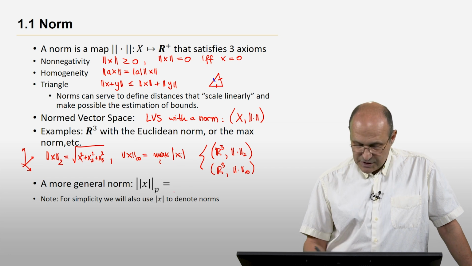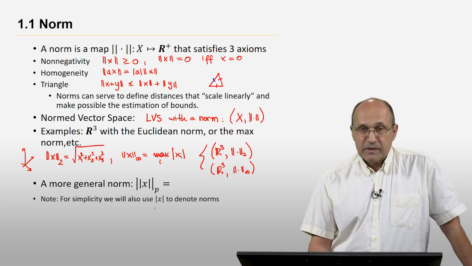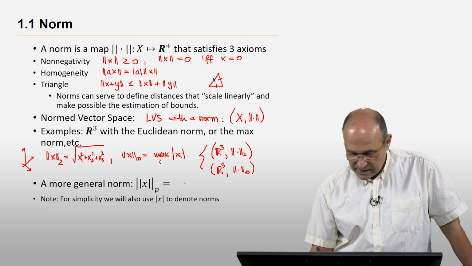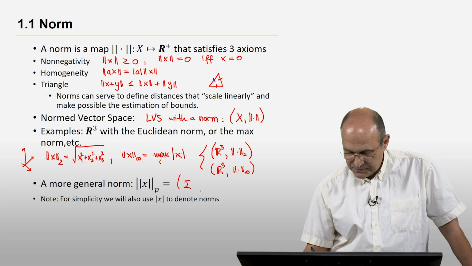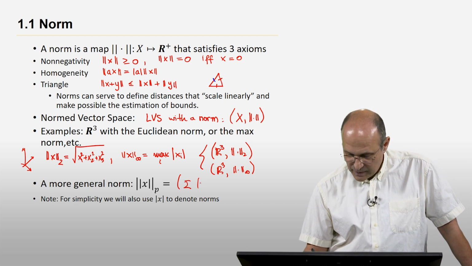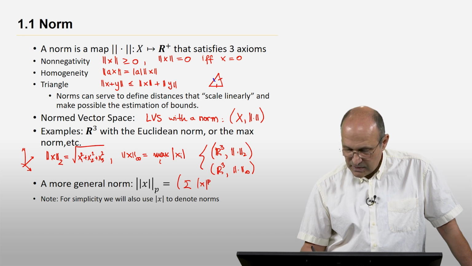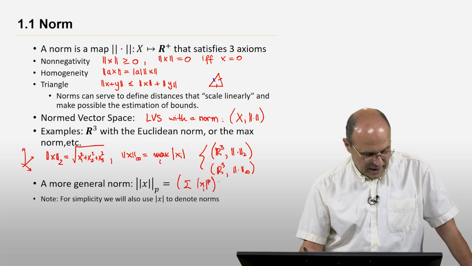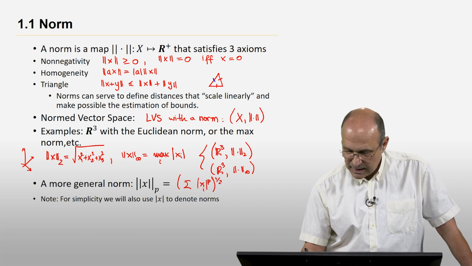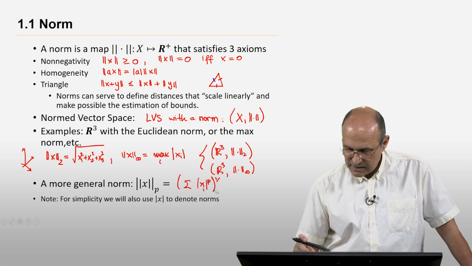As a matter of notation, we will talk about the P norm, which is the summation of the absolute values raised to the power P of each one of the elements, and take the P root out of that.